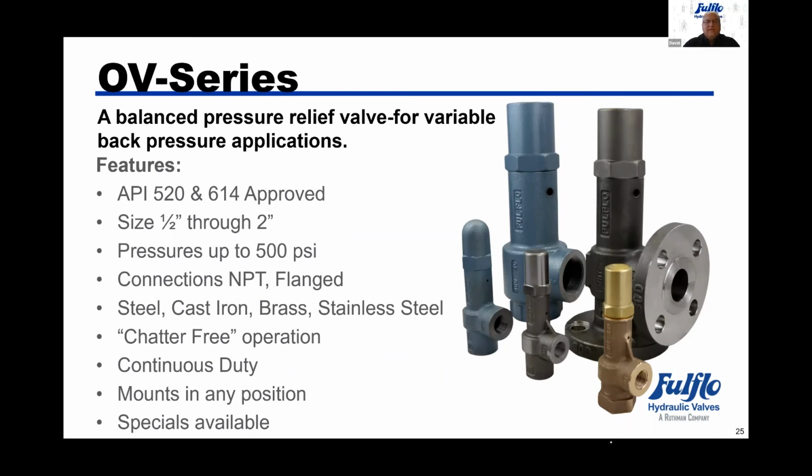This is the range size that we have instead of 3/8. It's sized from 1/2 inch to 2 inch. The pressures on this valve is up to 500 PSI maximum. The connection is NPT and flanged only, where the steel, the cast iron, brass, and stainless steel are the materials of choice based on the application. Chatter-free operation for continuous duty also can be mounted in any position.